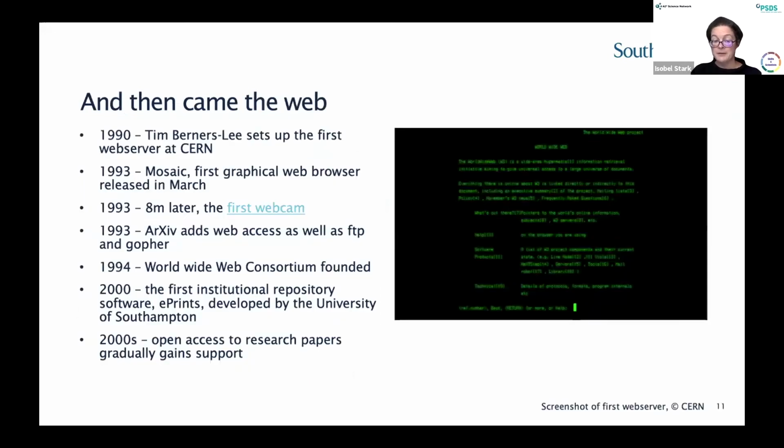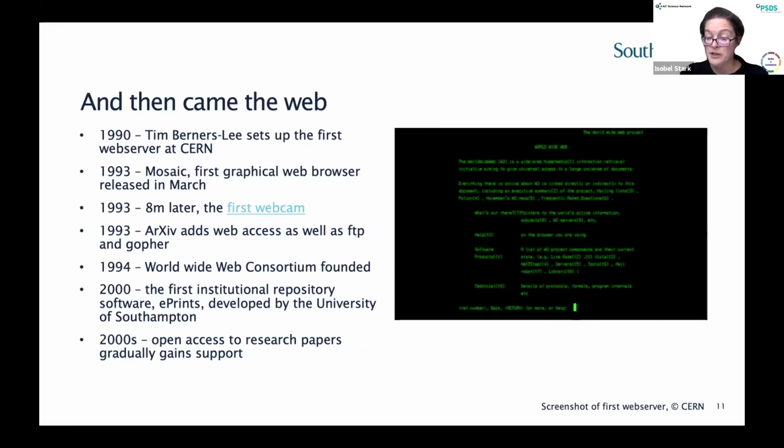And then the web came about. Now, the first web server was set up by Tim Berners-Lee just at the beginning of the decade. It didn't really go particularly far until 1993, when Mosaic, the first graphical web browser, was released. A few months later, we had the first webcam, which some of you may know was pointing at the coffee pot in computing services at the University of Cambridge. They'd been pointing a camera at their coffee pot for a few years by that point, but then they decided to stick it on the web so everybody else could see what their coffee situation was.